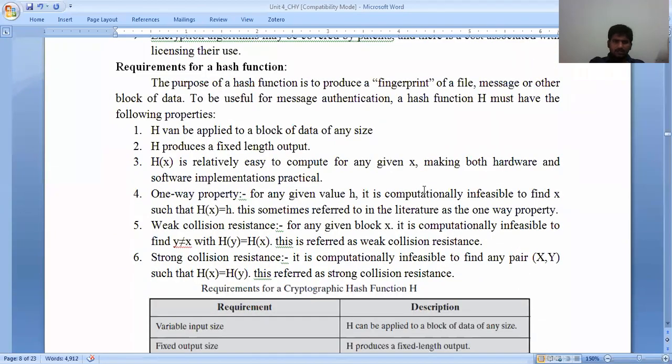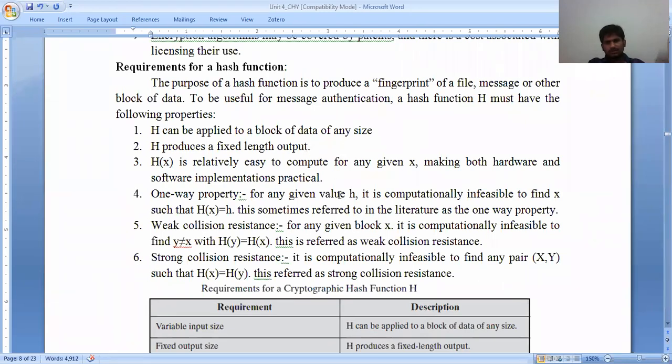This is another important point, where the hash function is required. Before, we saw the requirement of message authentication; the same here is the requirement of the hash function. The purpose of a hash function is to produce a fingerprint of a file, message, or other block of data. To be useful for message authentication, a hash function H must have the following properties. H can be applied to a block of data of any size. It always takes a variable-size input and produces a fixed-length output.